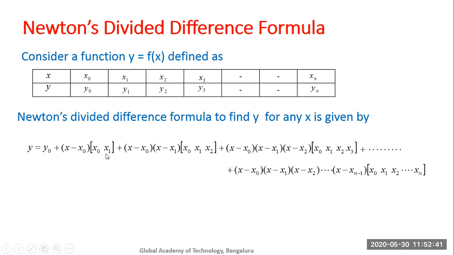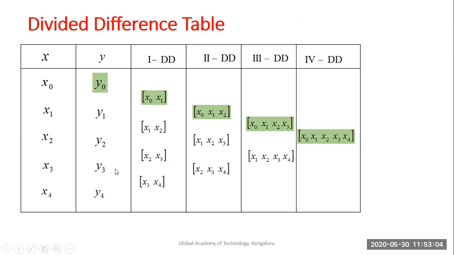So for this you need to construct the divide difference table and identify the differences x0, x1, then x0, x1, x2, and so on. The x value is the value for which you are finding y, and x0, x1, x2, x3 all will be given in the table, and y0 is the first value of y. So remember, for the formula we need y0, then x0, x1, only this first divide difference, then x0, x1, x2, then x0, x1, x2, x3, then x0, x1, x2, x3, x4, and so on.